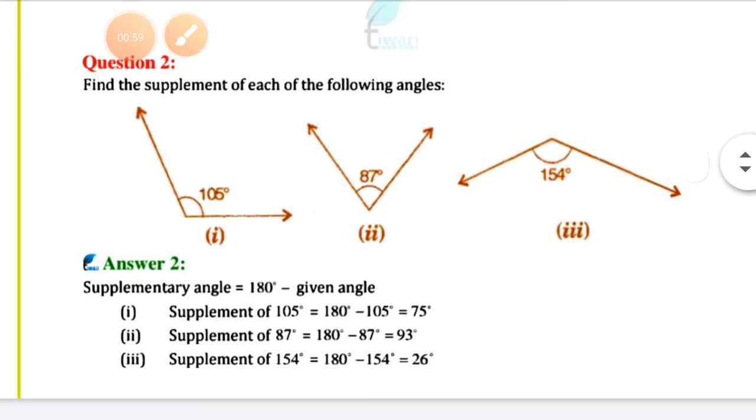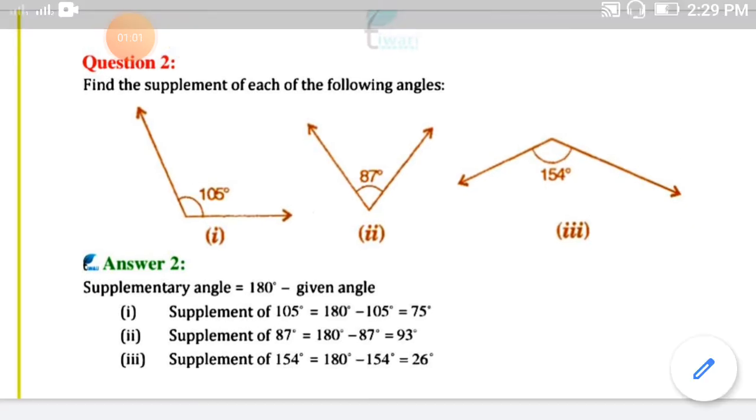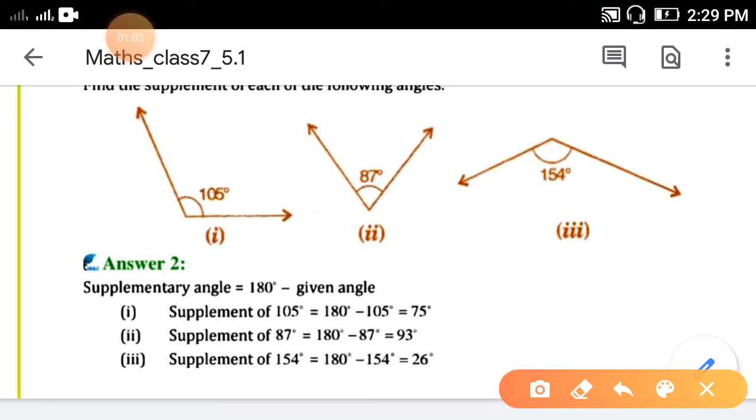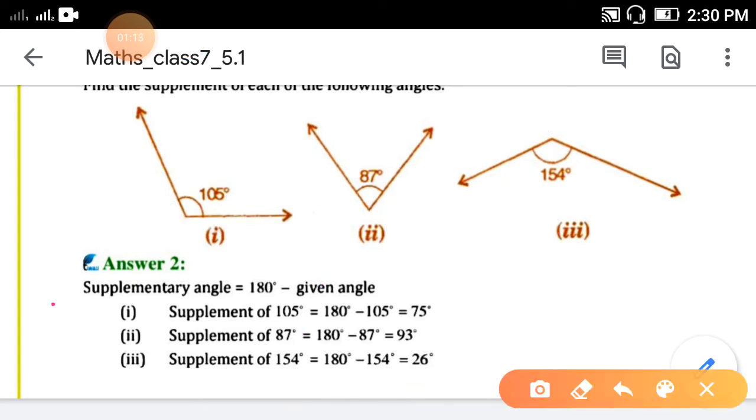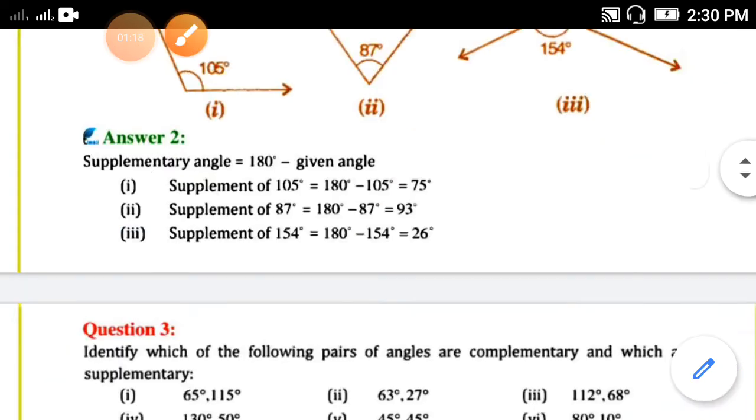This is the example. Find the supplement of each of the following. For supplementary angles, you have to take 180 degrees. So subtract all these three angles from 180 degrees. You will get the answer. So the supplement of 105, the supplement of 87, the supplement of 154.